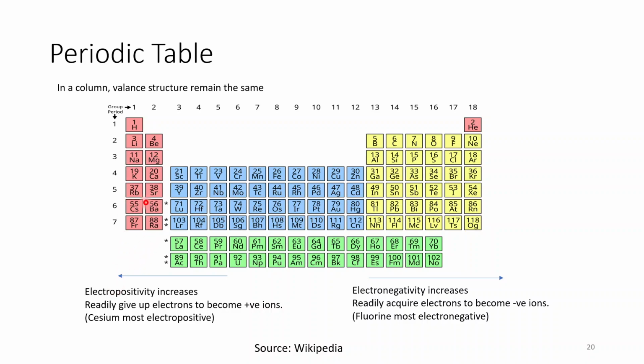and as you keep going in the right direction, you see that electronegativity increases and the element readily acquires electrons to become a negative ion. Fluorine is the most electronegative element, and when you move to the left-hand side, you see electropositivity increases. The elements readily give up electrons to become positive ions. In this case you have cesium as the most electropositive element.